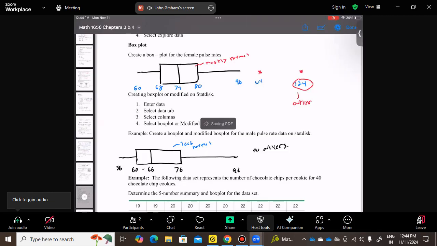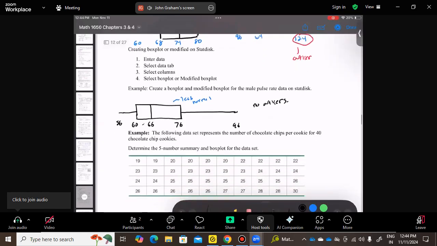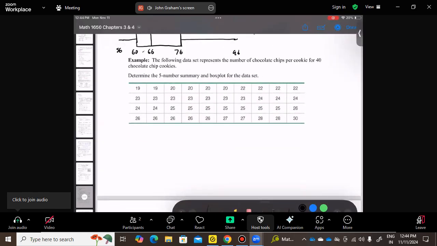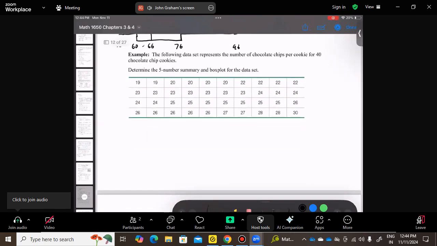Alright, so let's look at making a box plot by hand with some data that we can do easily. I know we can do it on Statdisk, but it helps going through how to do it by hand. We're going to look at these data. These are chocolate chips per cookie for 40 different chocolate chip cookies. I don't know how they fit 30 chocolate chips in a cookie, but they must be bigger.